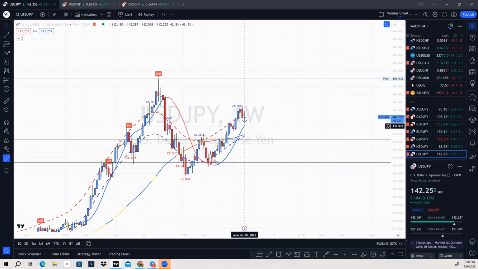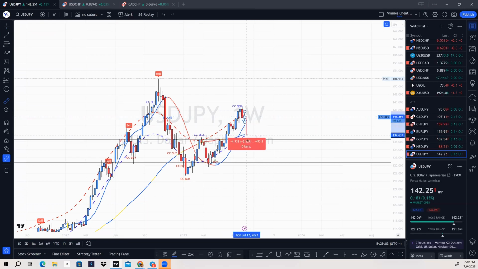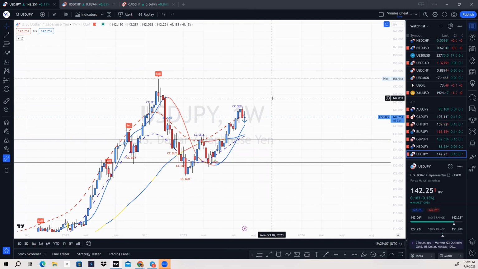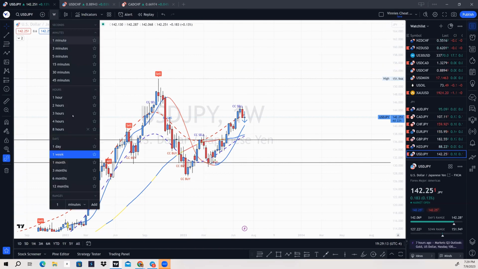Okay. Weekly time frame is telling us to sell. Okay, so if you're a long-term swing trader, you know you're going to be selling USD JPY for quite a while, at least till it reaches this support area down here. So you could expect price to drop at least almost 600 pips on USD JPY. Okay. But those are for long-term swing traders, all right?